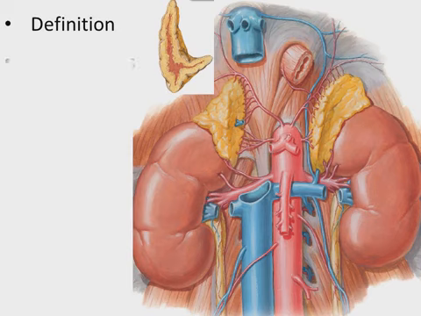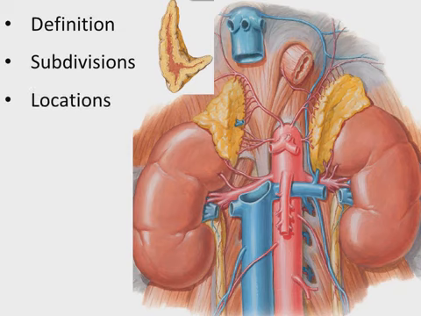And we can learn about the subdivisions of the suprarenal gland. The suprarenal glands are a pair of important endocrine glands on the posterior abdominal wall over the upper pole of the kidneys and just behind our peritoneum.